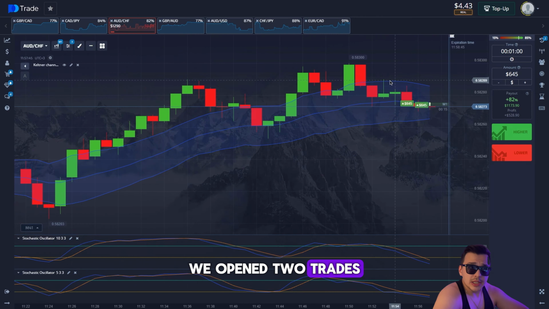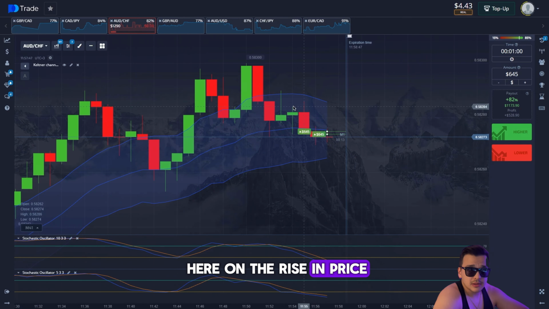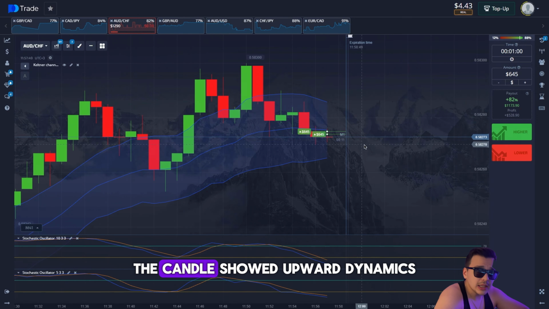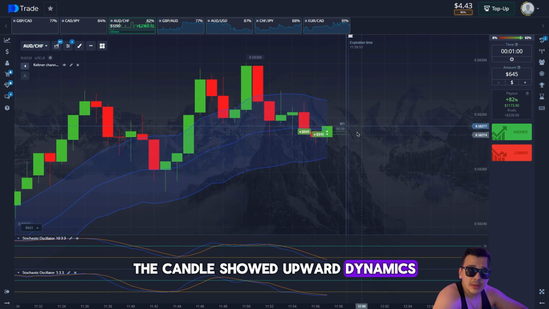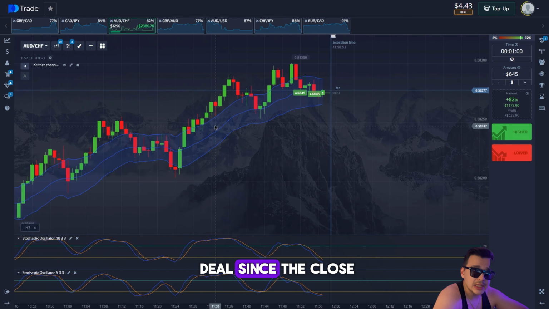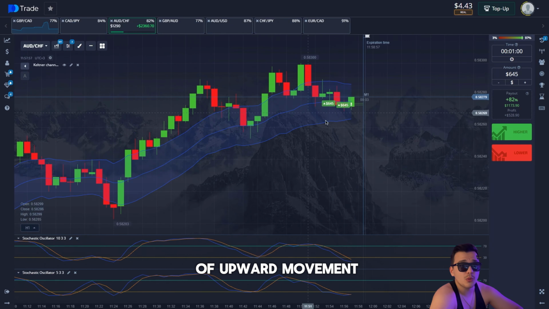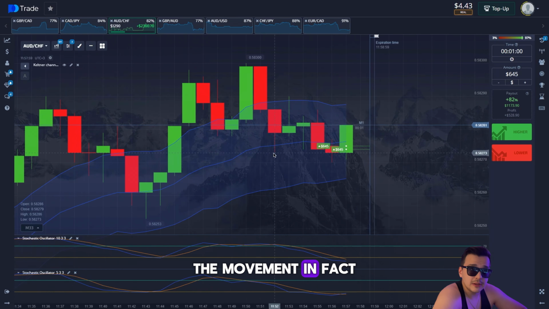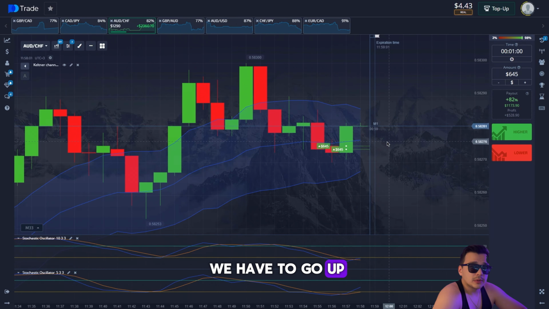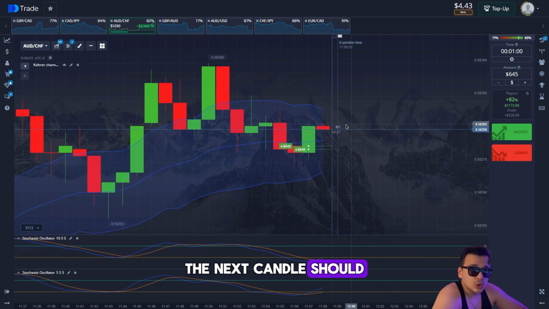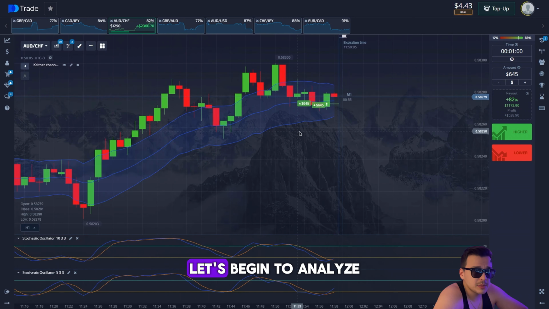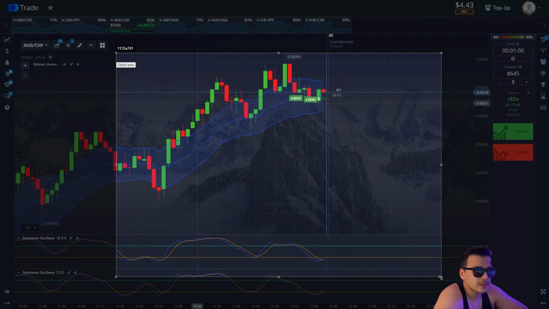We opened two trades here on the rise on price. As soon as I saw that the candle showed upward dynamics, I immediately opened a deal, since at the close of the candle it shows the impulse of upward movement. The movement, in fact, we have to go up. The next candle should also go up. Let's begin to analyze.